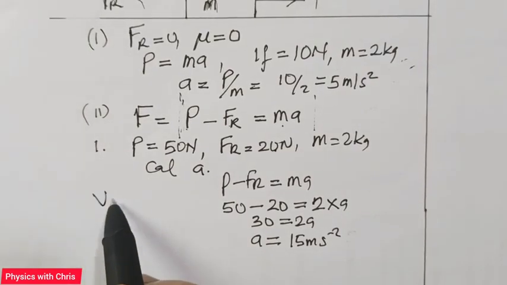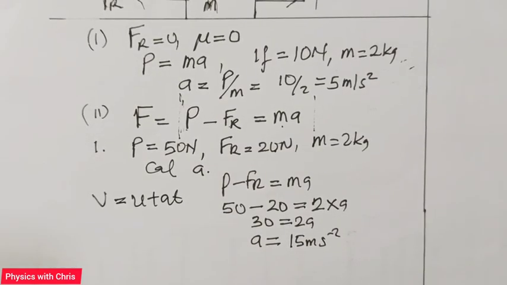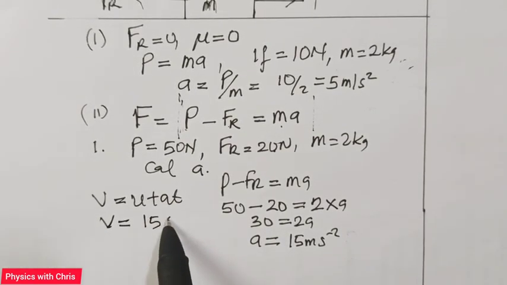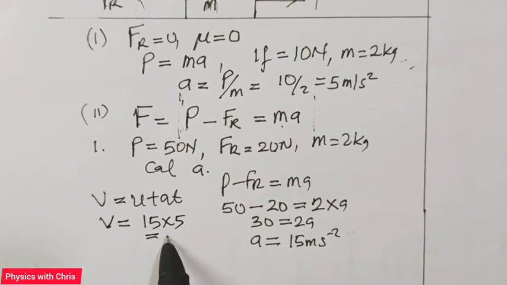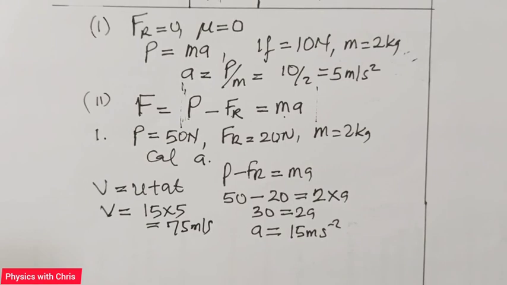After 5 seconds, we use v is equal to u plus at. You can see that we can go from dynamics of motion to kinematics. So if the body starts from rest, then the speed attained after 5 seconds will be 15 times 5, which means the body attains a speed of 75 meters per second if it continues with a constant acceleration of 15 meters per second squared for 5 seconds.